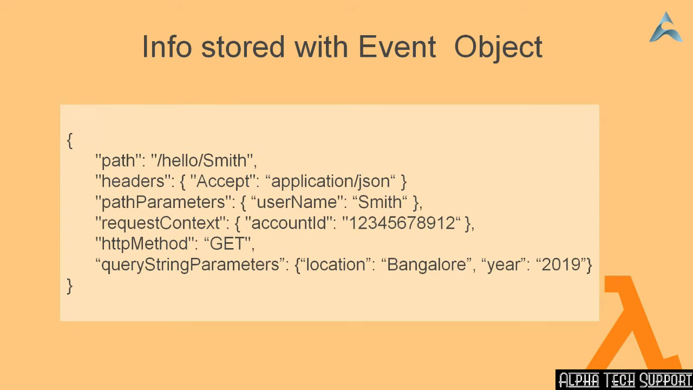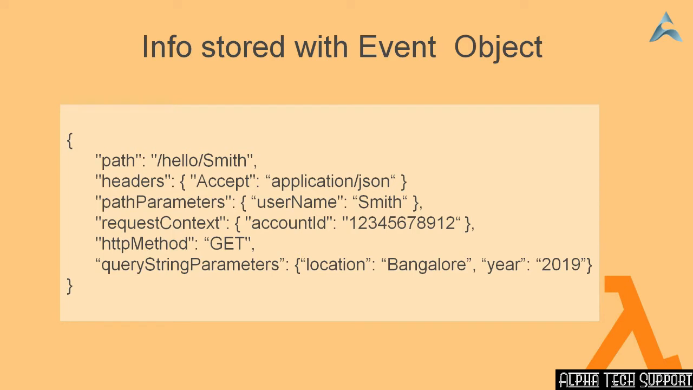It has a path variable, the headers, the accepted, the application type, that is JSON, the path parameters, request context variable, the account ID, the HTTP method that is used, and the query string parameters, like location is Bangalore. It is very short. It's a compressed form of the JSON data that is stored as an event object. It is metadata for any file uploaded in Amazon S3 or other kinds of storage, and it could be for any kinds of trigger.